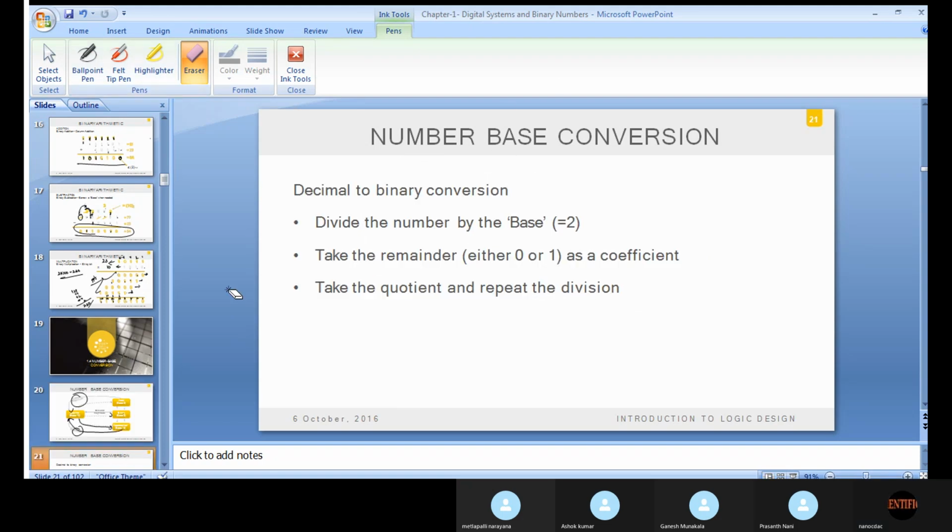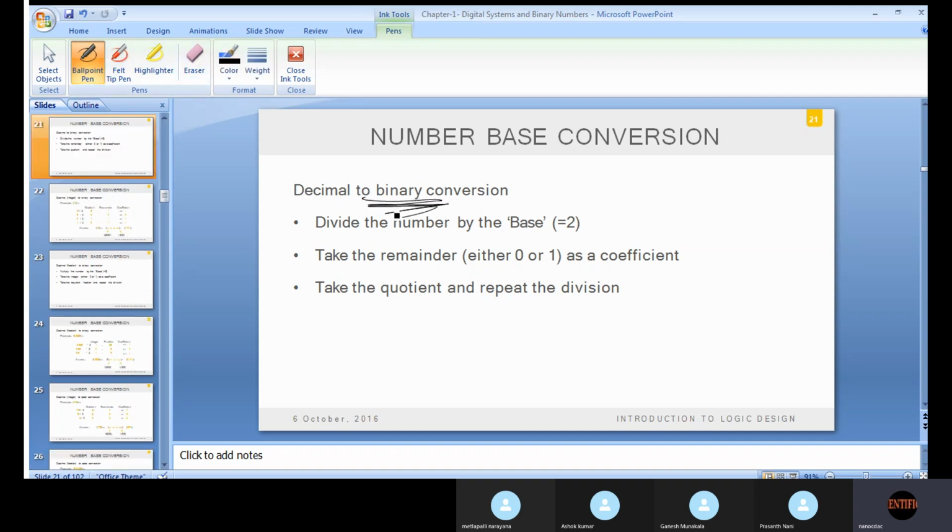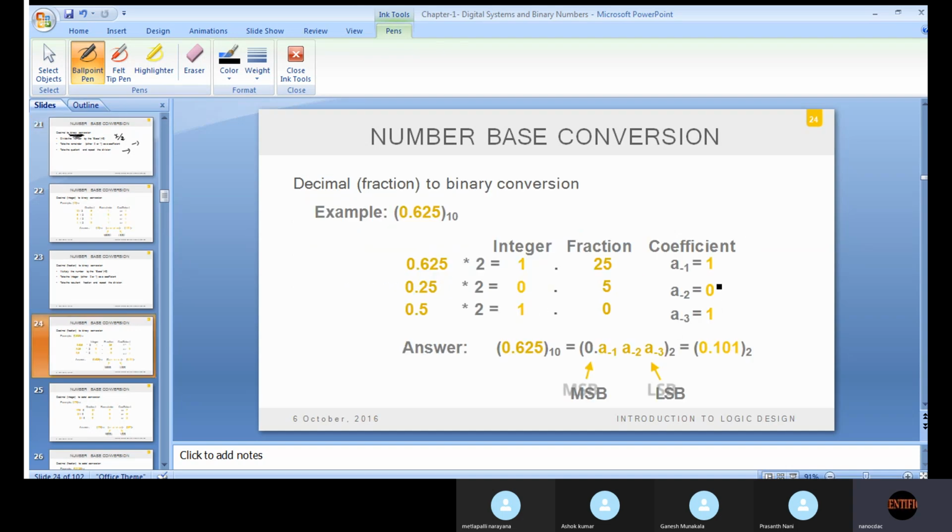So now if you see number base conversion, you can divide the number by the base, which is equal to 2. The first thing we are seeing is the decimal to binary conversion. Okay, decimal to binary conversion means for binary you should divide by base 2. Next take the remainder, either 0 or 1, and take the quotient and repeat the division. We will see that. Okay, theory only, so we will see that in number base conversion.